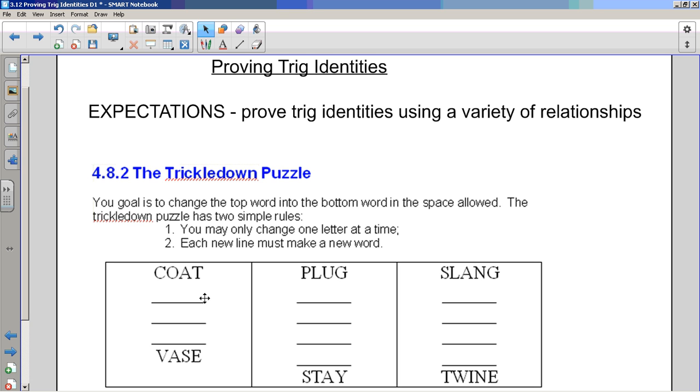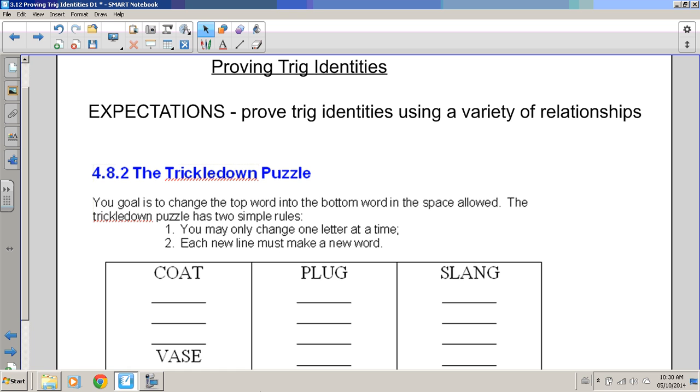If I change the C to a V straight off, vote, that's not how you spell vote, V-O-A-T. That's just not how you spell it. But if I change one letter and it's still an English word, I know I'm on the right track, and I know that I've got to get to the right. So you try these puzzles, and this is the feeling of what trig identities are supposed to be. Pause the video, give them a go.